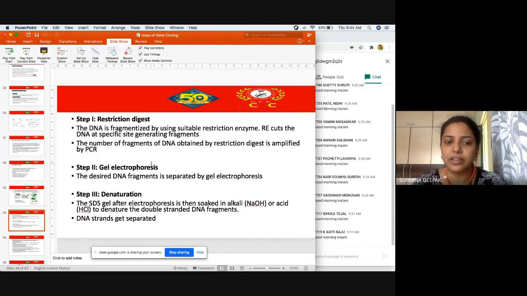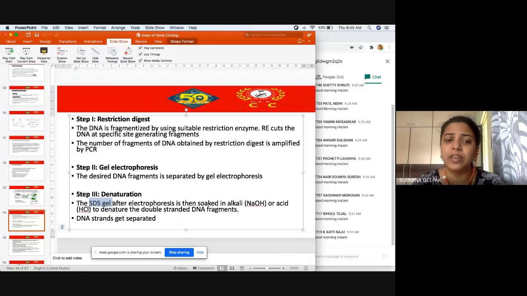Then you will go for gel electrophoresis. We will also be discussing the principle of gel electrophoresis and everything in the next lecture, because that's also there in your syllabus, but you already know it. Whatever fragments you have obtained from the restriction digestion can be separated by gel electrophoresis. Then you go for denaturation. So the SDS gel after electrophoresis is then soaked in alkali or acid, that is HCl, to denature the double-stranded DNA fragments.